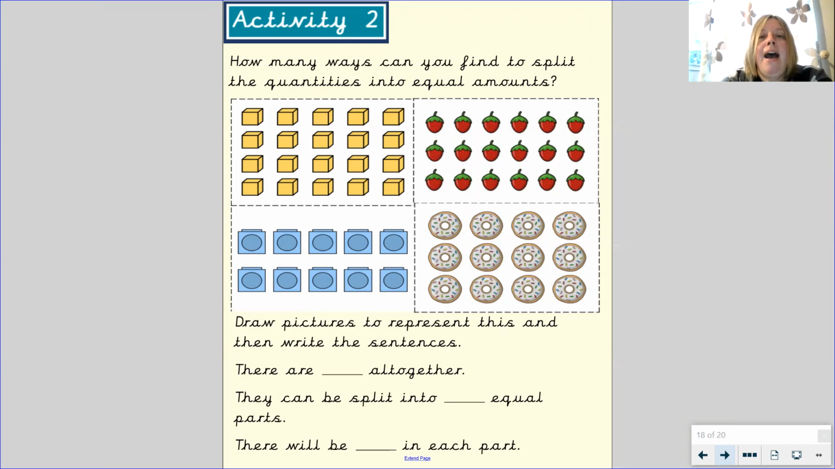Activity 2. How many ways can you find to split the quantities into equal amounts? So you need to draw pictures to represent this and then write the sentences. So this is just like the question we did together for sweets. Draw pictures to represent the objects to show how you can split them into equal groups. Remember, equal is the same, so there are the same number in each group.